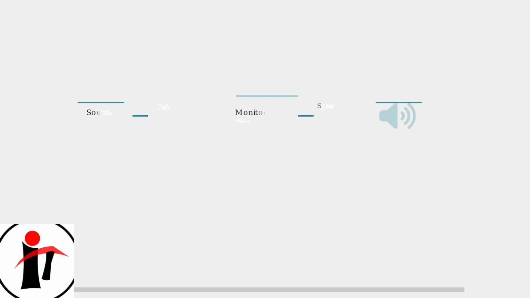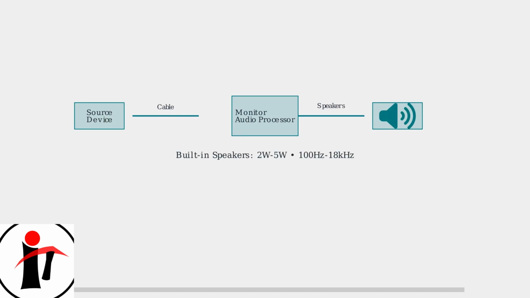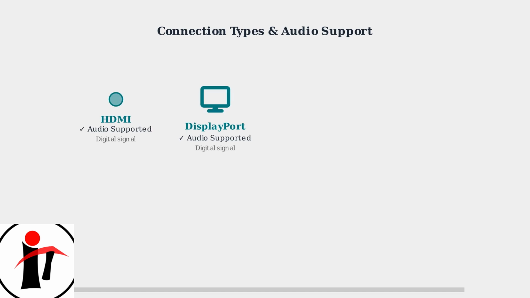Most Sceptre monitors feature built-in speakers with 2 to 5 watts of power and frequency response from 100 Hz to 18 kHz. The audio signal follows a specific path that can fail at multiple points. The type of connection you use determines whether audio is supported.